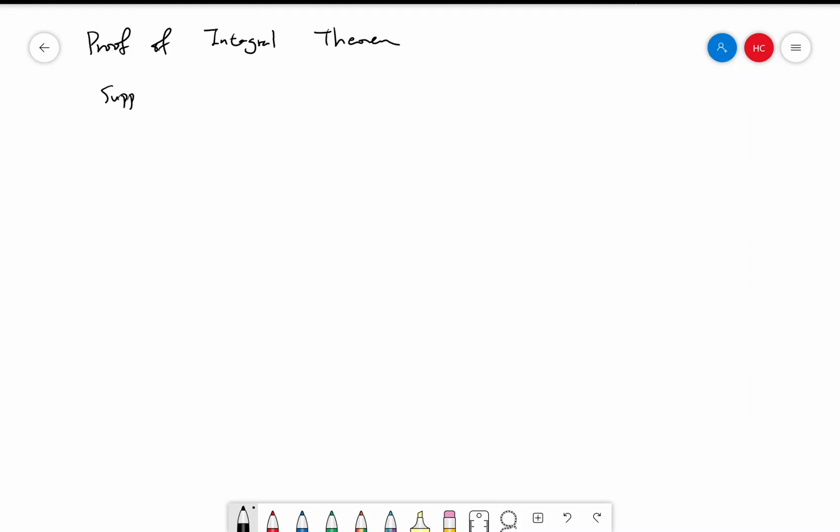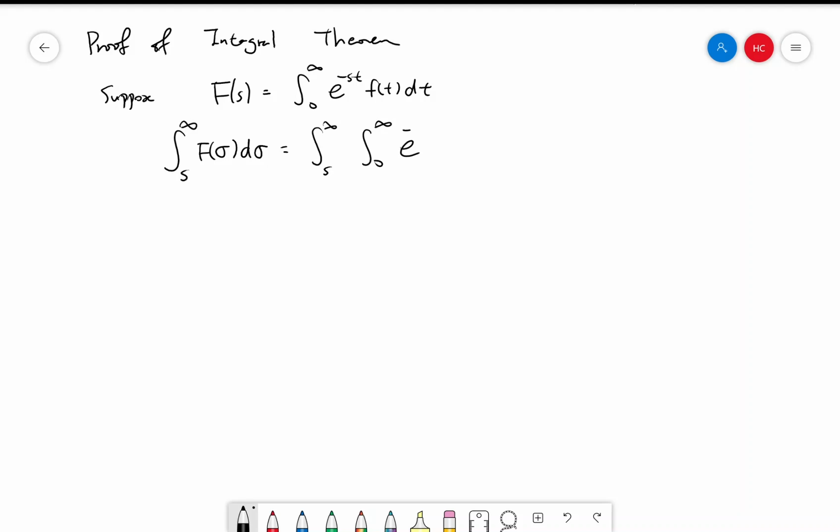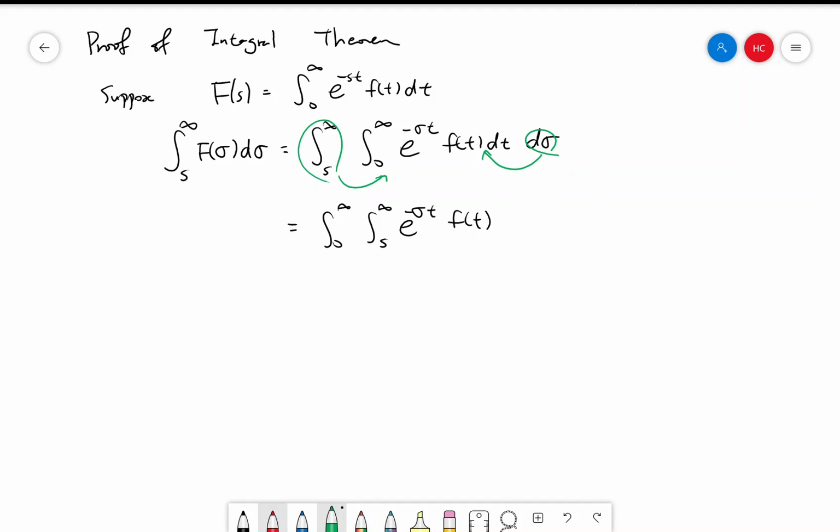So suppose, same thing, let's start with big F of s equals the integral from 0 to infinity of e to the negative st f of t dt. Then the integral from s to infinity of big F of sigma d sigma is, by definition, just plug everything in, replace s by sigma, so this is e to the negative sigma t, f of t dt d sigma. Same process, let's move the integral inside, so it's the integral from 0 to infinity, and the integral from s to infinity of e to the negative sigma t, f of t, and then same thing, we have to move the d sigma inside. So it's d sigma dt.